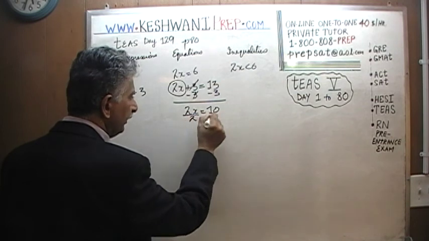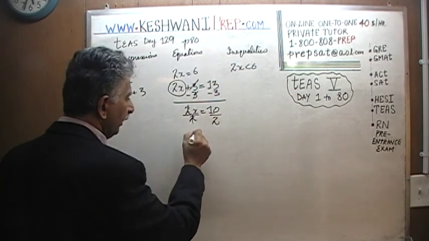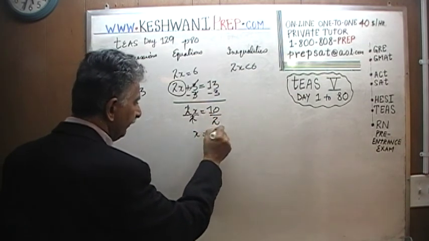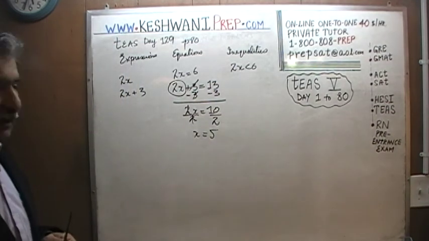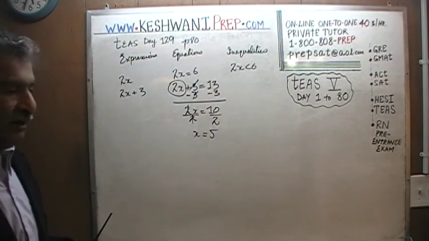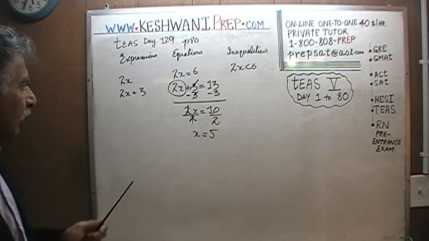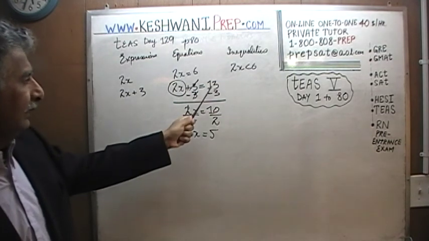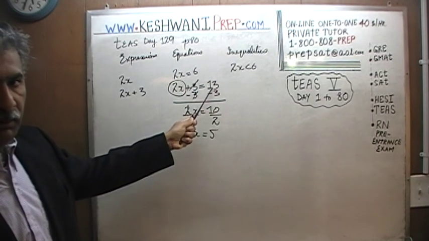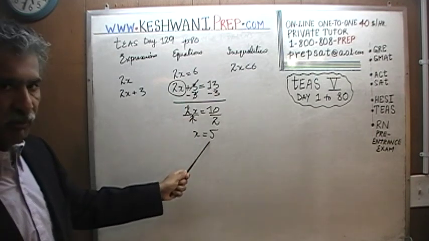Divide both sides by 2 at this point to get rid of this 2, and x would equal 10 divided by 2, which is 5. Let's see if this makes sense in the original equation. The original equation told us 2x plus 3 has to equal 13, and we are claiming that in that case x would have to be equal to 5.